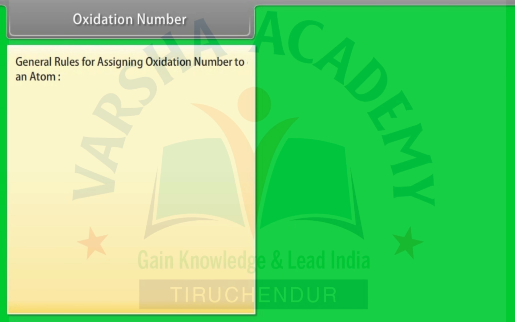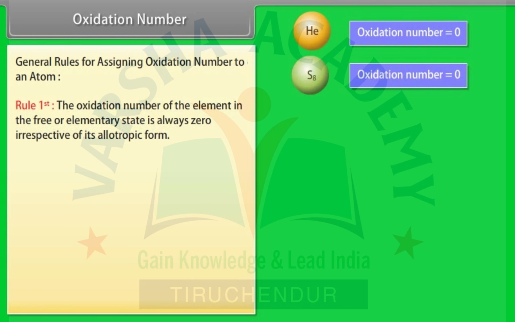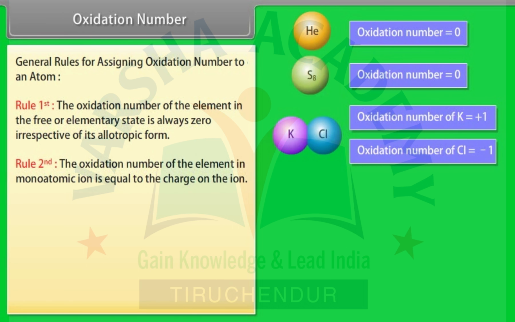General rules for assigning oxidation number to an atom. Rule first. The oxidation number of an element in the free or elementary state is always 0, irrespective of its allotropic form. Rule second. The oxidation number of an element in a monoatomic ion is equal to the charge on the ion.